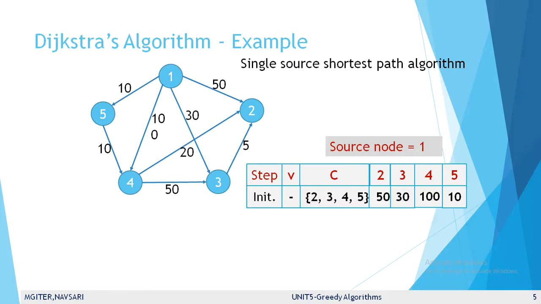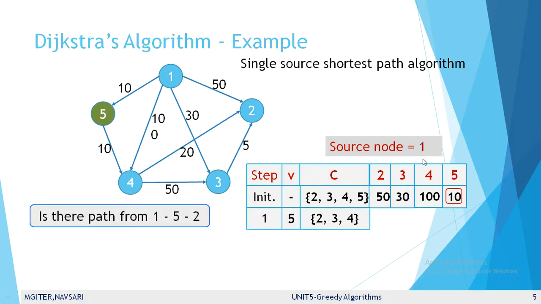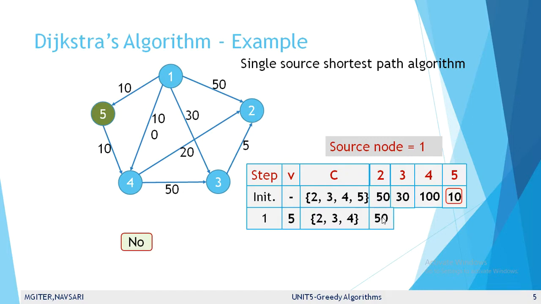Out of them, first of all we select the vertex with the minimum distance. Here vertex 5 has the minimum distance, that is 10. So next we select vertex 5. Now the candidate vertices are 2, 3 and 4. We check, is there a path from 1 to 5 and 5 to 2? No, there is no path from 1 to 5 and 5 to 2. So we keep the distance 50 from 1 to 2.